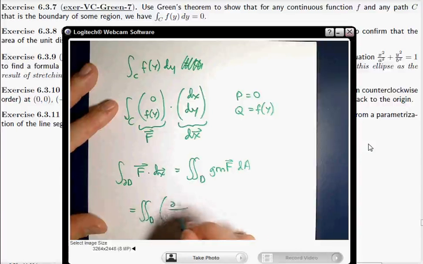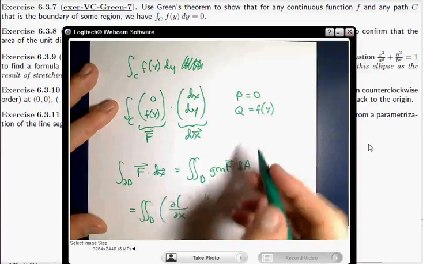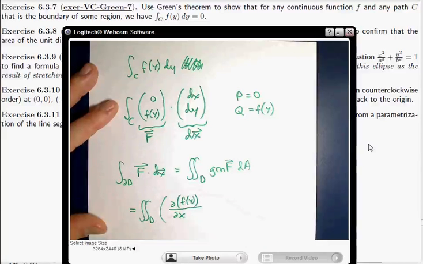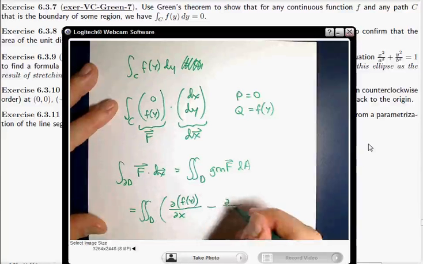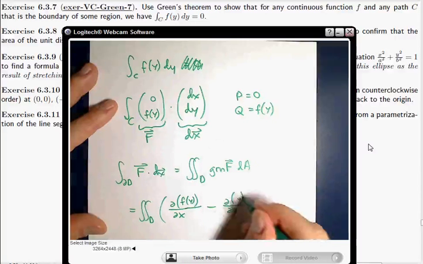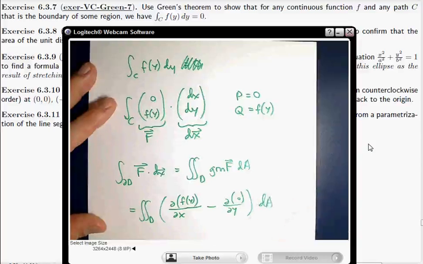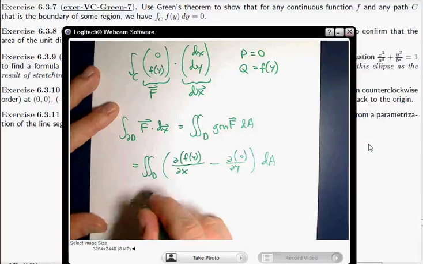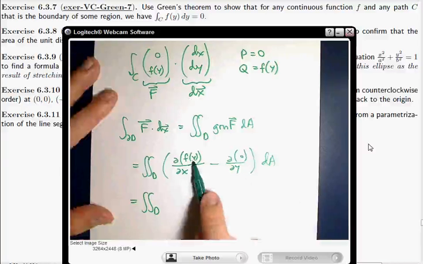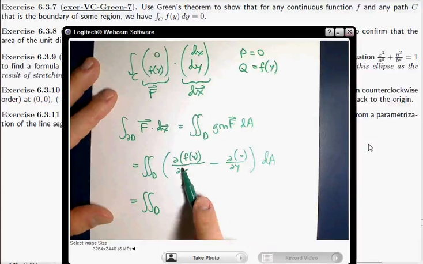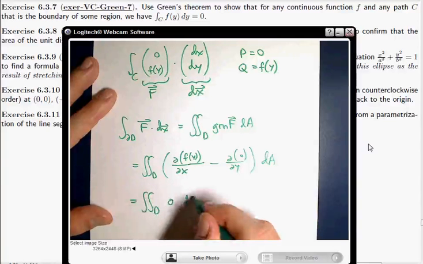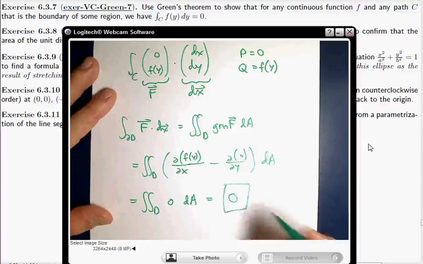Let's write that down. It's going to be the partial with respect to x of Q, being f of y. So there's dQ/dx minus dP/dy. What's P? Well, P is just 0. And what I've got here then is a double integral of, well, I claim 0, because I'm taking an x partial of something that only depends on y. So this partial derivative is 0. Here I'm taking a partial of 0, that's definitely 0. I have the integral of 0 dA, and that's equal to 0, as desired.